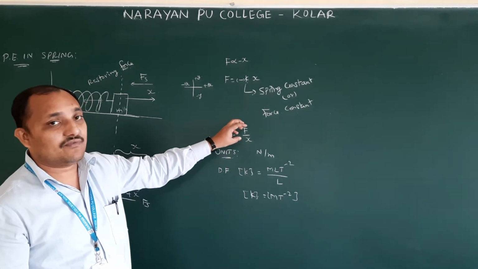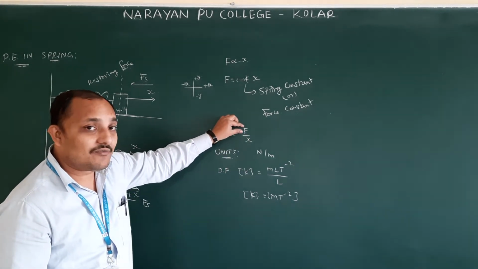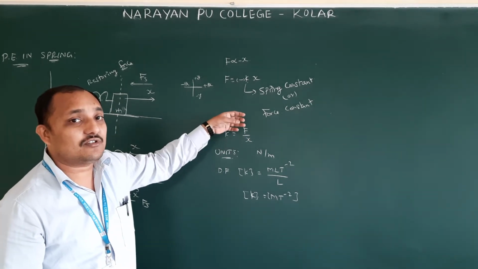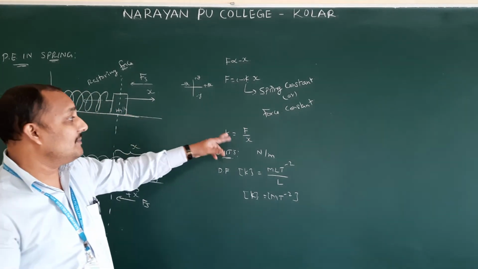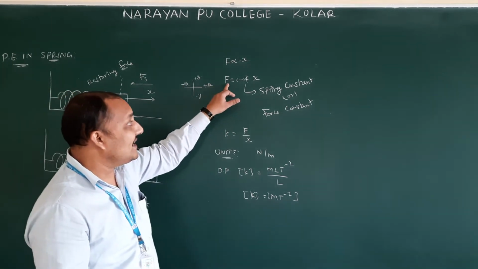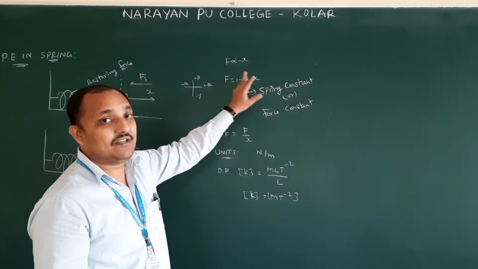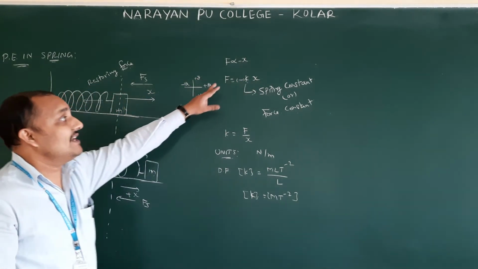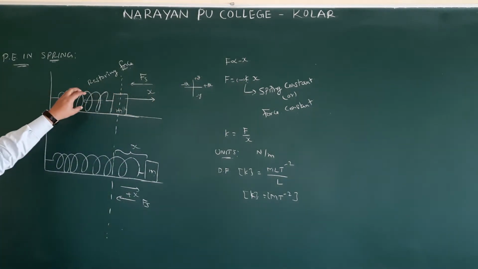Whenever we go for a definition, it is restoring force per unit elongation. Restoring force, as the name itself says, will always be opposite to x. Therefore, while defining, we say restoring force, but while writing the equation, we write it with a minus sign. F is equal to minus kx. This F is the restoring force developed within the spring.